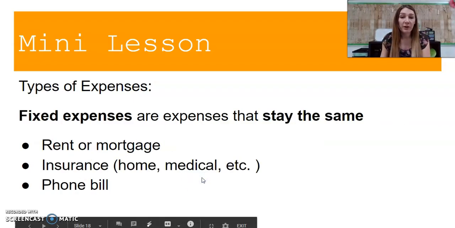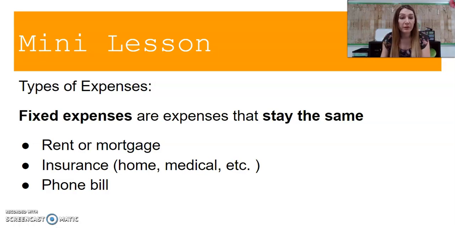Fixed expenses are expenses that stay the same. So every month, this bill is going to be the same. So for example, our rent or mortgage, those bills we can expect to be the same every month. Insurance, so house insurance, medical insurance, these types of things also stay the same for an extended period. So yes, your medical insurance may change every year, but when you're paying those monthly bills, that payment for the entire year is going to be the same.